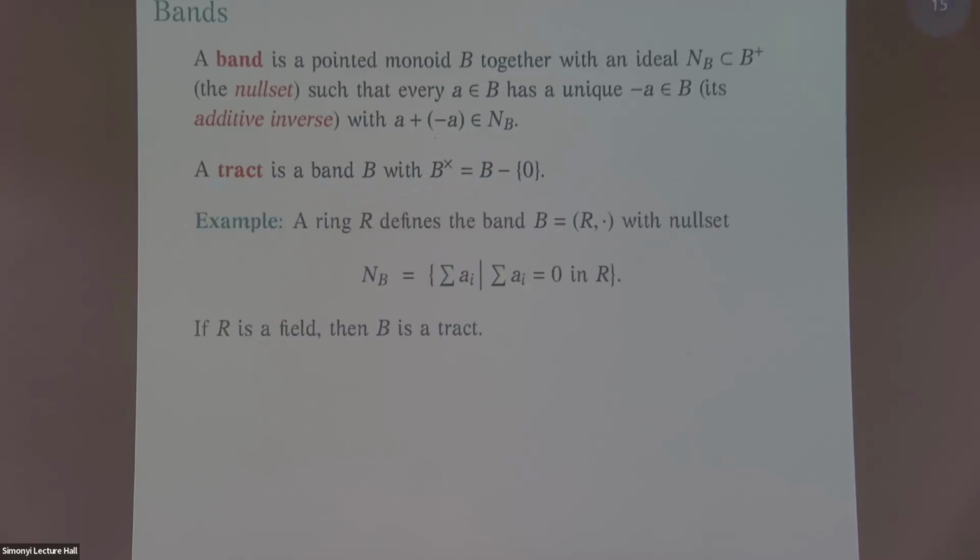Okay, here's the example of a ring. If we have a ring, then the ring is naturally a band by defining the null set N_B to be equal to all finite formal sums that really add up to 0 in R. And if R happens to be a field, then the outcome is a tract.